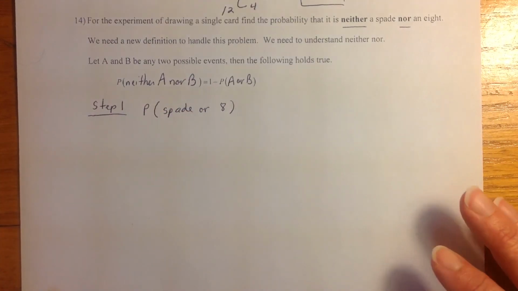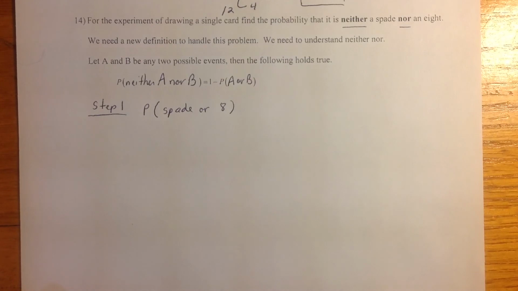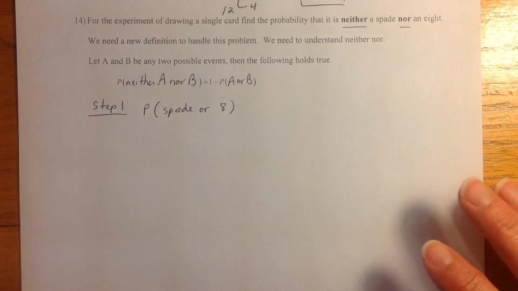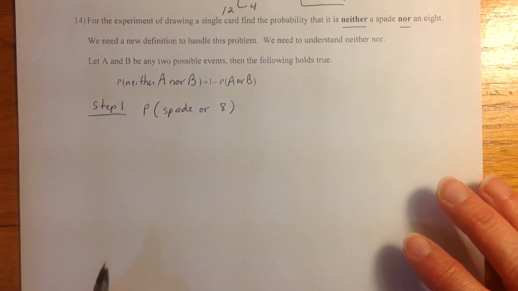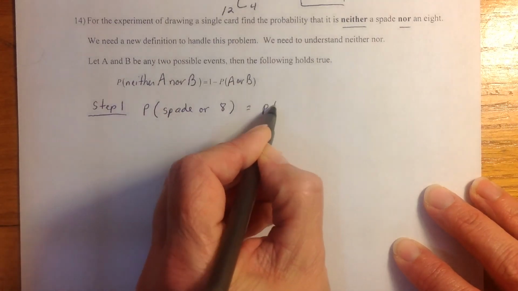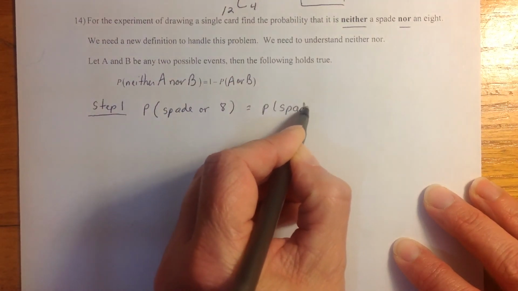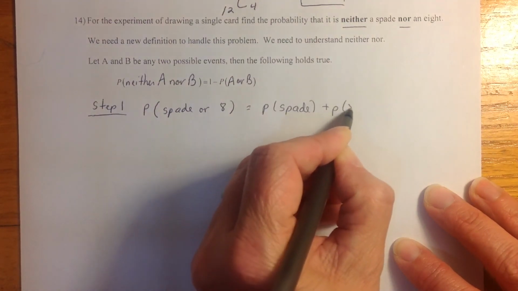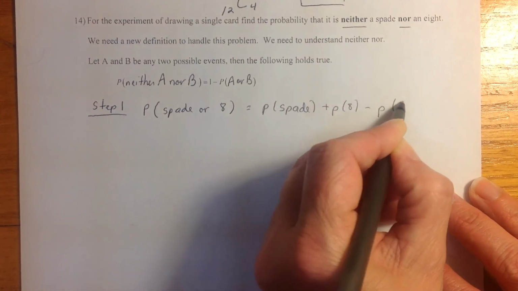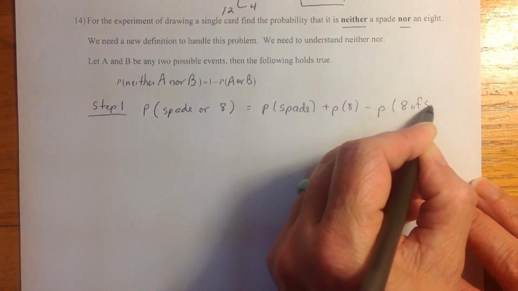Now when you do an or problem, you have to ask yourself, can those occur at the same time? Can you draw a card and that single card is both an 8 and a spade at the same time? Absolutely, the 8 of spades would satisfy that. So this is going to be the probability of spade plus the probability of 8 minus the probability that you are the 8 of spades.